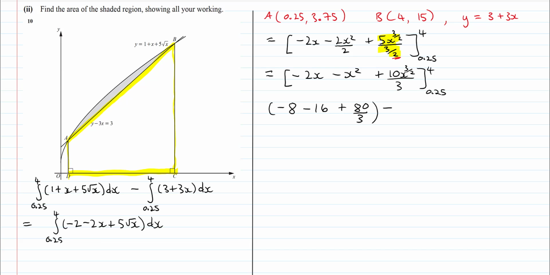now we plug in the 0.25, so we have then negative 2 times 0.25, and I'll just think of that 0.25 as 1 over 4, just so I'll keep everything in fractions. So negative 2 times 1 over 4, well, that's just negative a half, and then we're going to minus x squared, so 1 over 4 all squared is going to be 1 over 16, and then we're going to have 10 over 3 times 1 over 4 to the power of 3 over 2. So 1 over 4 to the power of a half is 1 over 2, and then 1 over 2 all cubed is 1 over 8. So 10 over 3 times 1 over 8 is going to be 10 over 24.